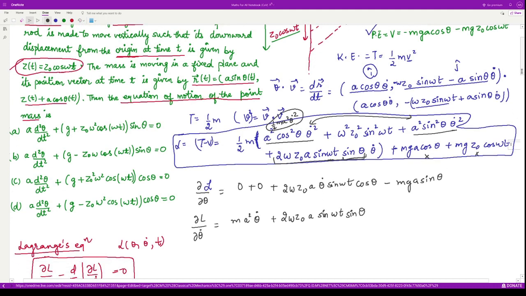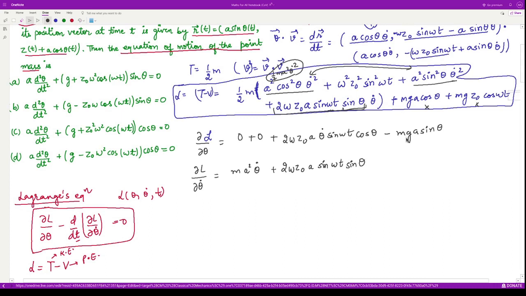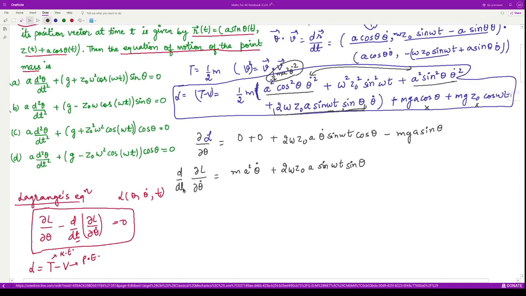So now next thing, what you have to do, you have to take the derivative for this term. So it would simply be the derivative of this term with respect to time. So let us calculate that. So m a square, that is constant, the derivative of theta dot with respect to t, that would be theta double dot. Dot here means derivative with respect to variable time.